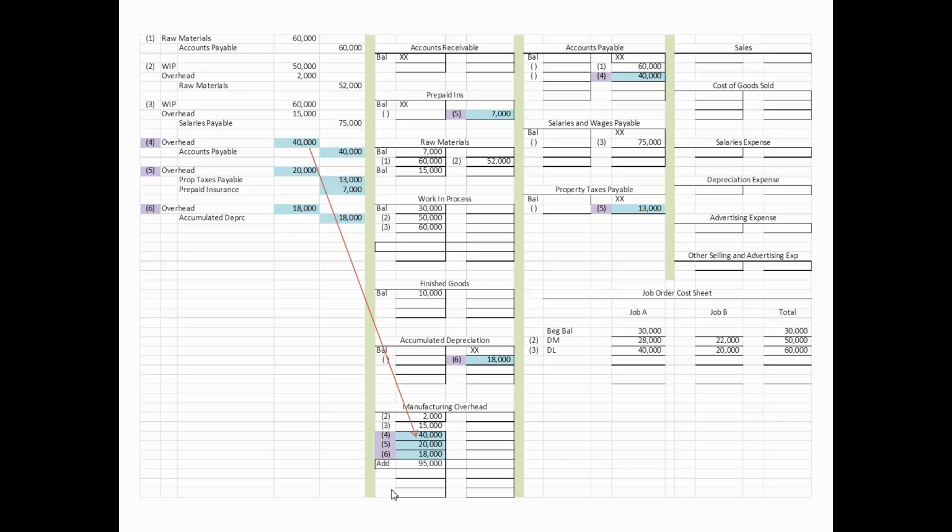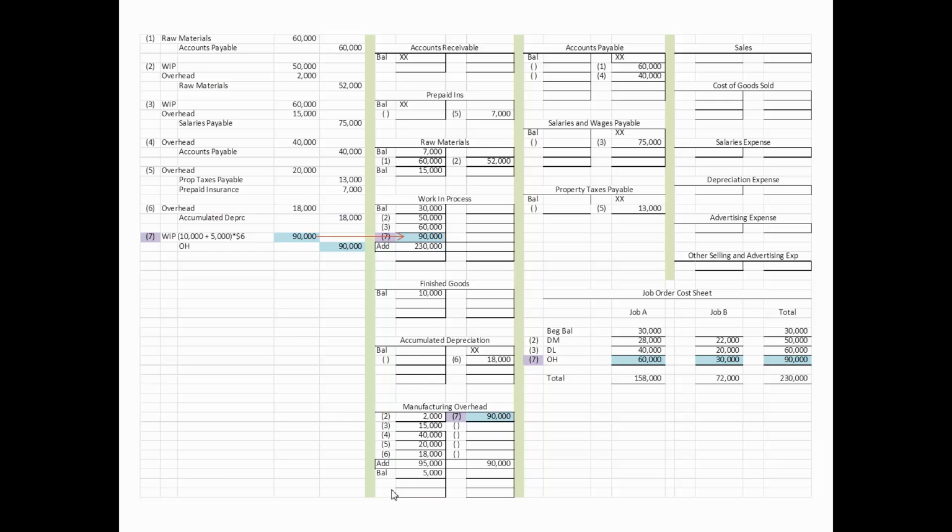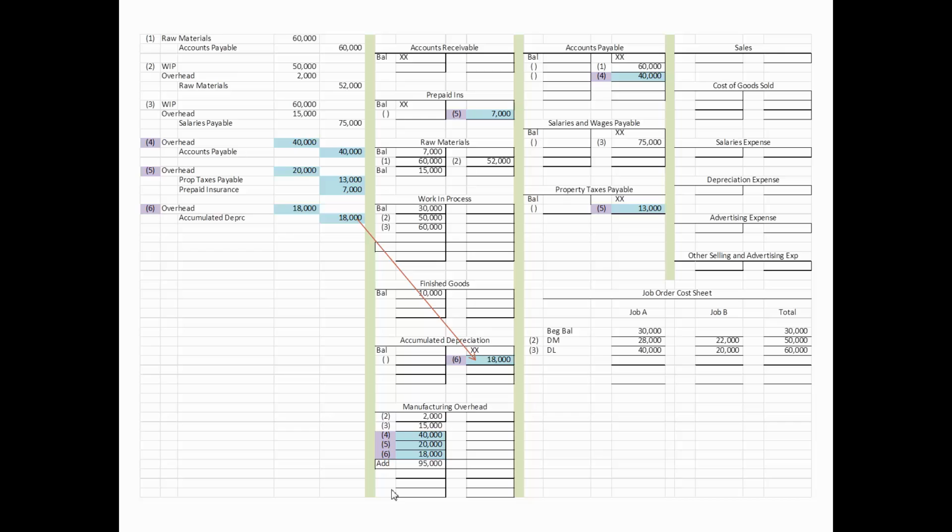Now we're going to pay additional overhead accounts associated with actual expenses: property taxes, prepaid insurance, the depreciation. And we're also going to see that none of these were on, let me back that up, none of these were on the job order cost sheet because it wasn't applied overhead. It was the actual expenses of overhead that were recorded.